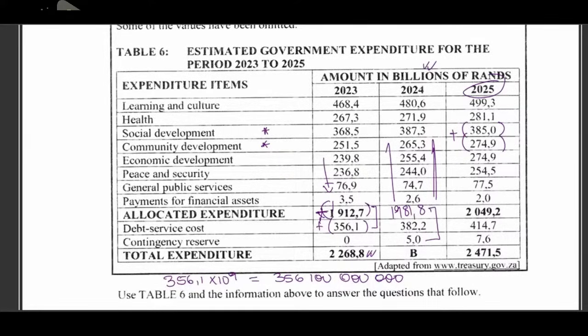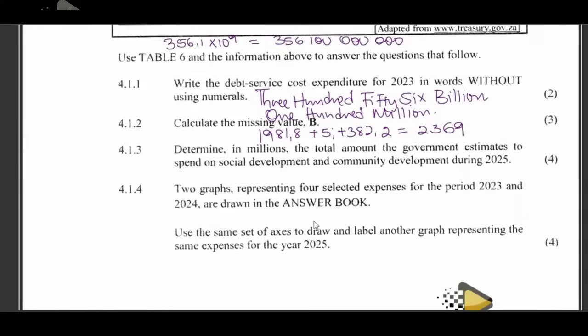We have 385 plus 274,9. So they are telling us you're going to add 385, so we have ended up having this much.